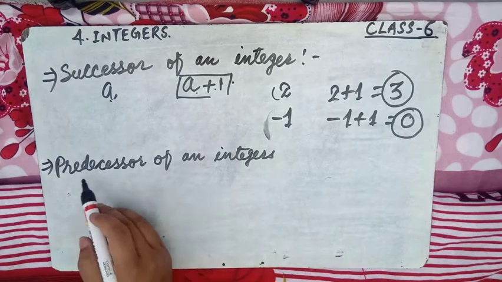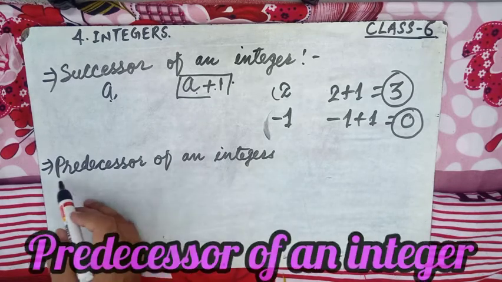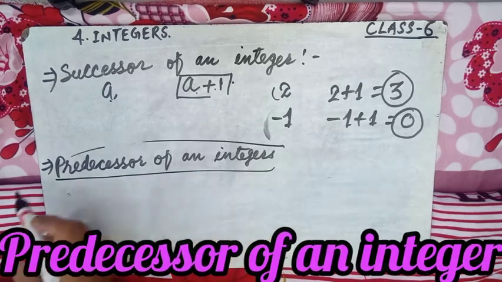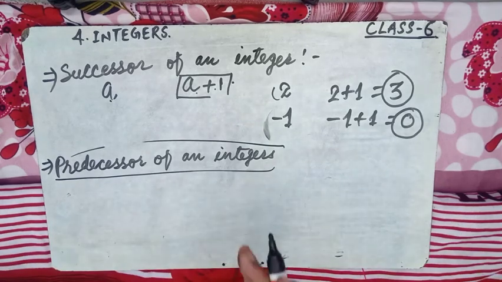Now next, predecessor of an integer. The predecessor of an integer is nothing but the number just before it.